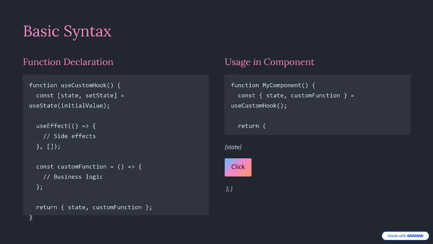Although we have already completed useState, useEffect, useRef, and useContext, today we are learning about custom hooks. So we'll be learning about the custom hooks. Now we'll move to VS Code.